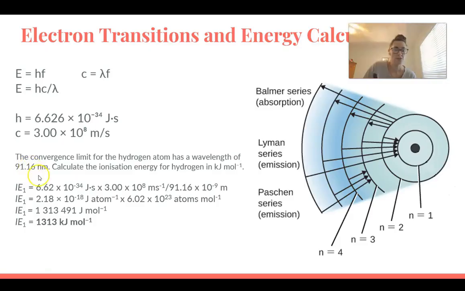So what I can do is plug that wavelength into this combined equation, but turn the nanometers into meters by multiplying by 10 to the negative 9th. Then I would get my answer in joules per atom because Planck's constant is in joules.